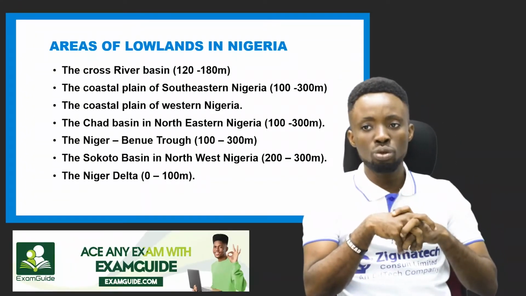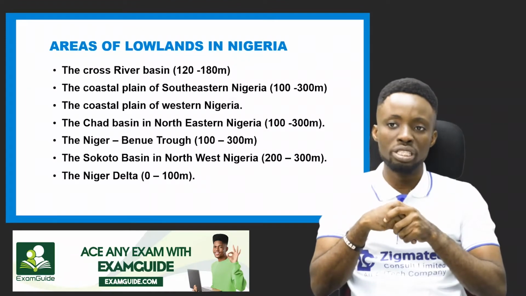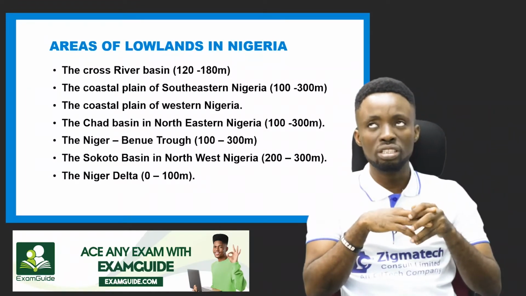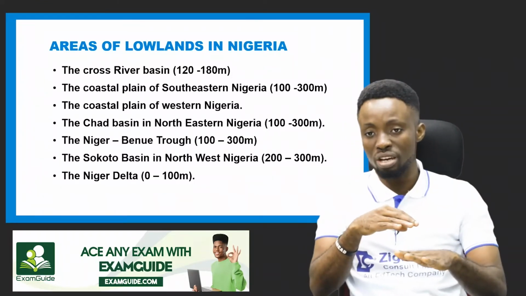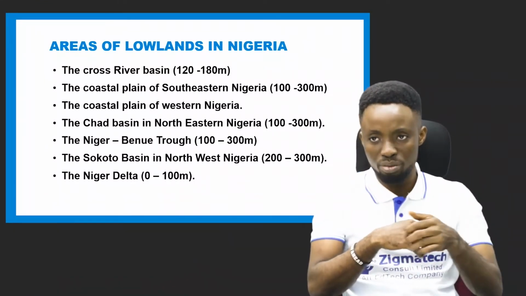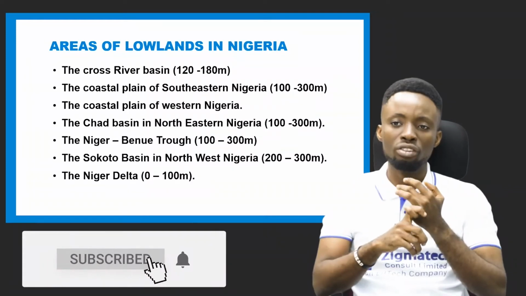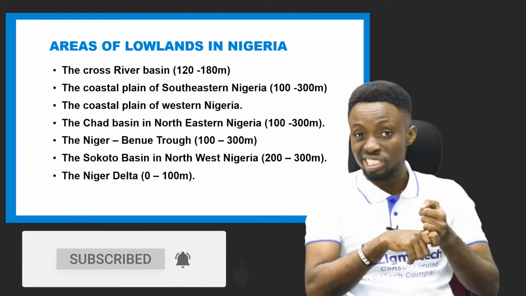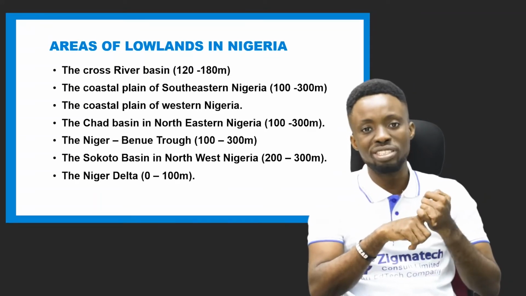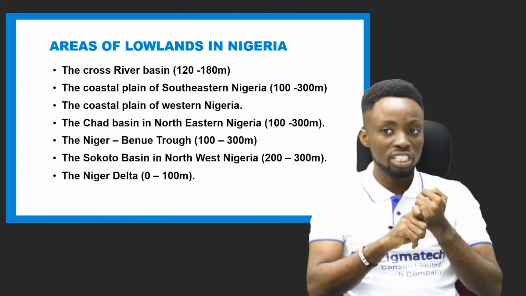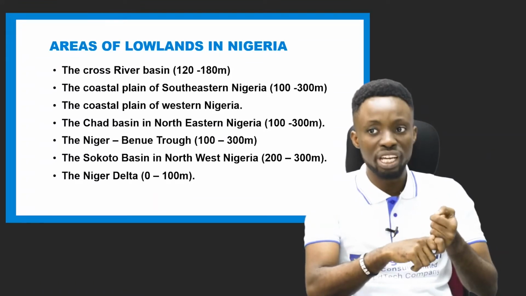Then if you look at the Cross River Basin, the Cross River Basin extends from a height of 120 meters from the sea level to 180 meters from the sea level. Then we have the coastal plain of the southeastern part of Nigeria. We have the coastal region of the western part of Nigeria. We have the Chad Basin in the northeastern part of Nigeria.